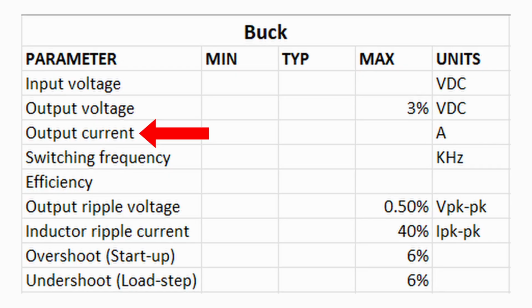The next parameter is the output current, and this refers to the maximum amount of current that the power supply can provide to the load. This value is usually determined by doing a power budget analysis on the rest of your design and determining what all your power supply has to power and the total current you expect those systems to draw.